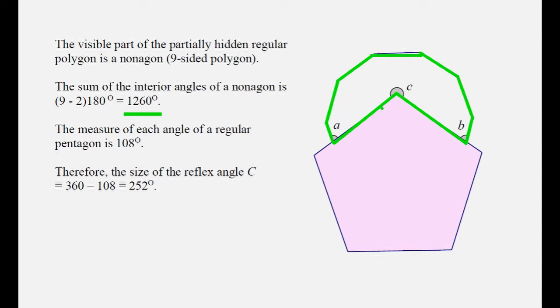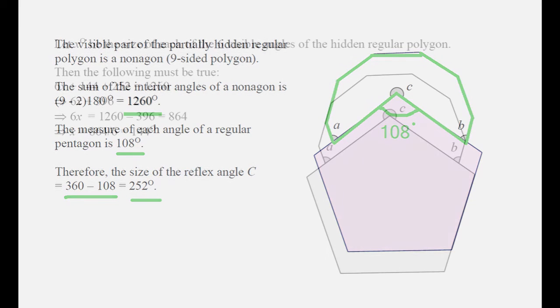Okay, how do we find the size of each angle of a regular polygon? Well, in a very similar manner, 5 minus 2, which is 3, 3 times 180 is 540. Take 540 divided by 5, you're going to get 108. So this angle is 108 degrees, of course. Now, that's what I'm trying to say here. If this is 108, the size of angle C has to be 360 minus 108, or 252.